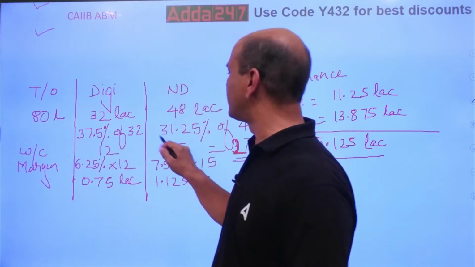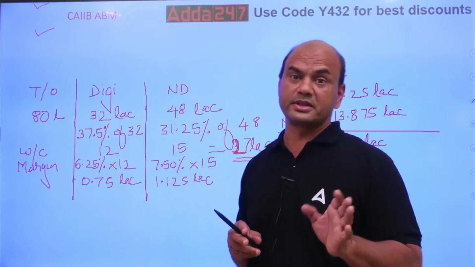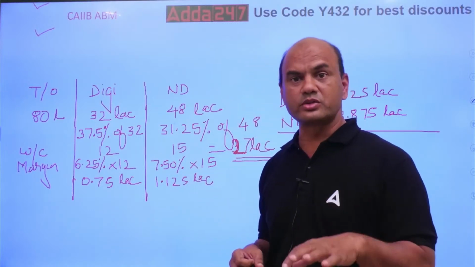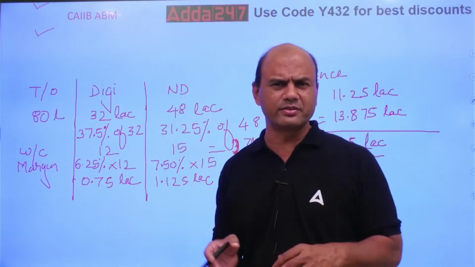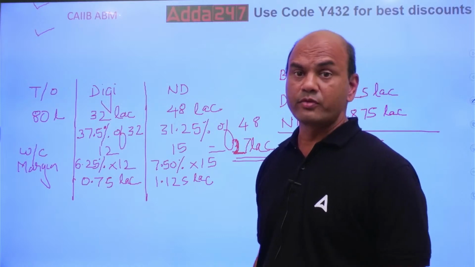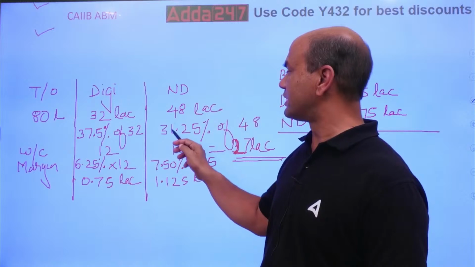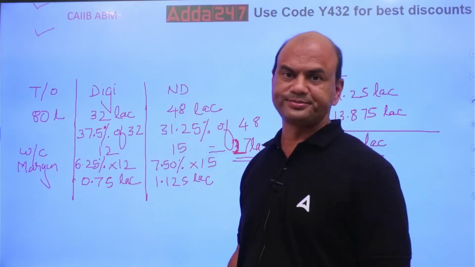37.5% and 31.25%. This is given in your books. That these are the percentages. I'll show you that also. What is given in your book. An example is given. So this example you will have to follow. For digital businesses, 37.5% and non-digital is 31.25%.